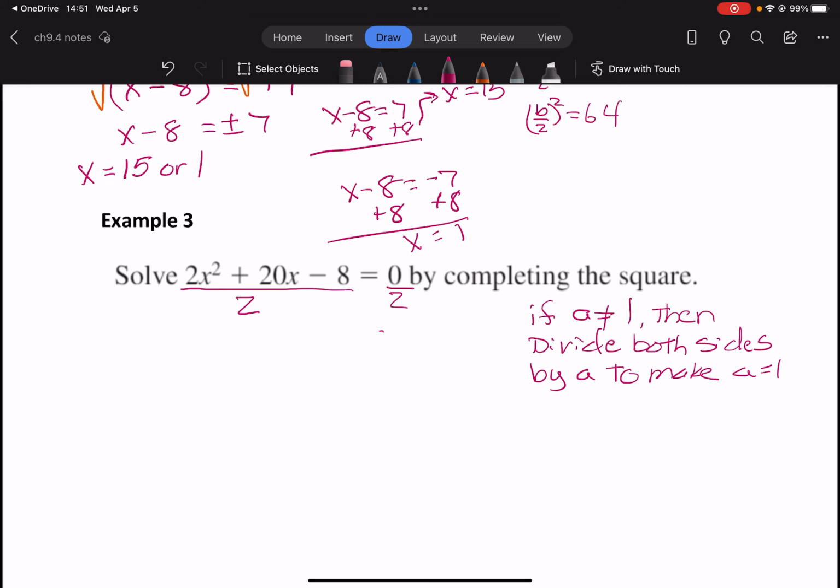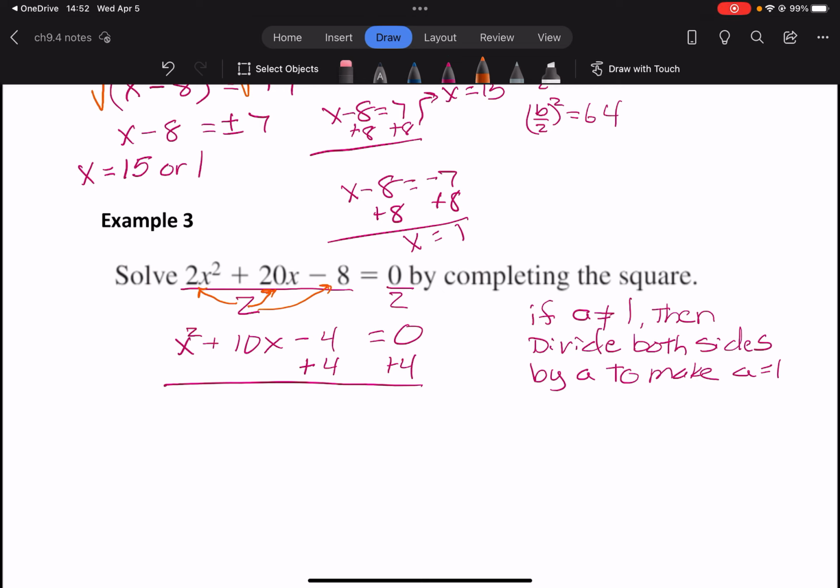Well, the easy side: 0 divided by 2 is still 0. And so this 2 is dividing here, here, and here. So if you look at it, 2 divided by 2 is 1, so I've got x squared. 20 divided by 2 is 10x, minus 8 divided by 2 is 4. So now I'm going to actually separate it. I'm going to move the 4 to the right side so we can get a little bit of space over here. So add 4 to both sides, okay?